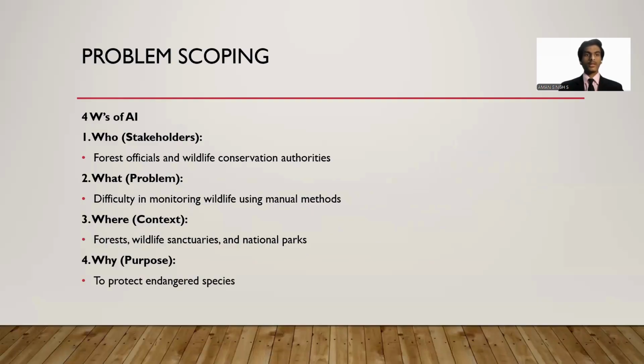4 Ws of AI. Who? Stakeholders, forest officials, and wildlife conservation authorities. What? Problem. Difficulty in monitoring wildlife using manual methods. Where? Context. Forests, wildlife sanctuaries, and national parks. Why? Purpose. To protect endangered species.